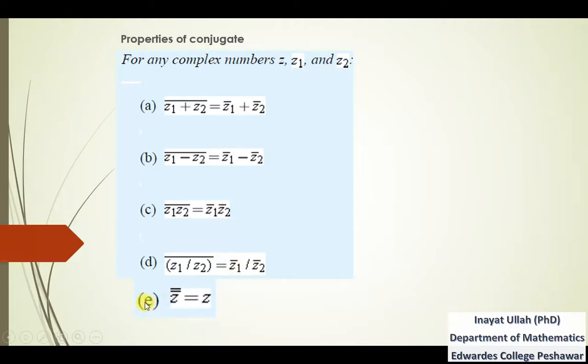And the last one is double conjugate of z. The double conjugate of z is again z. You can verify this result by taking z equal to a plus b iota. So whenever z is equal to a plus b iota, its first conjugate will be a minus b iota, and its second conjugate will be a plus b iota, which is actually z. So these are the properties of conjugate.